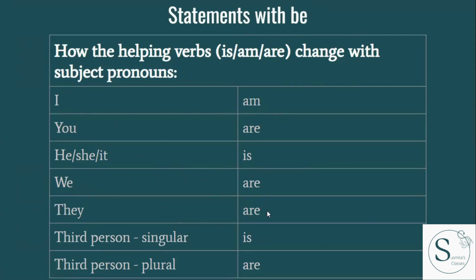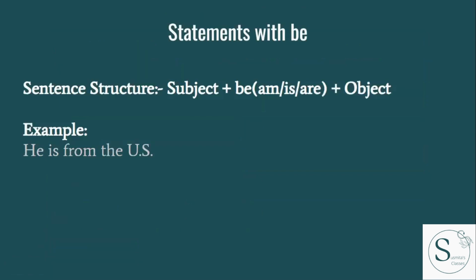With they, again, are. And if we are taking a third person singular's name, for example Rita, then I will use is. But if I'm talking about third person in plural, then I will say Rita and Mohan are eating. That's how we use them. This is an example that you can remember. You can write it down for yourself.